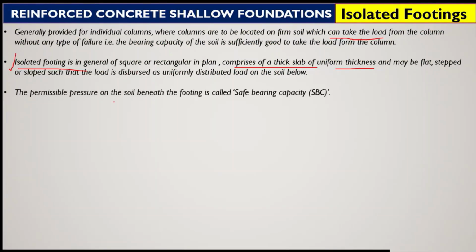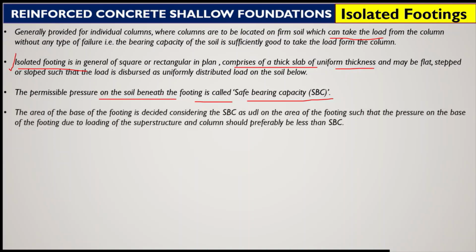Now, permissible pressure on the soil beneath the footing is called safe bearing capacity. Now, the area of the base of footing is decided considering the safe bearing capacity as a UDL, uniformly distributed load on the area of footing, such that the pressure on the base of footing due to loading of the superstructure and column should preferably be lesser than the safe bearing capacity of the soil available.